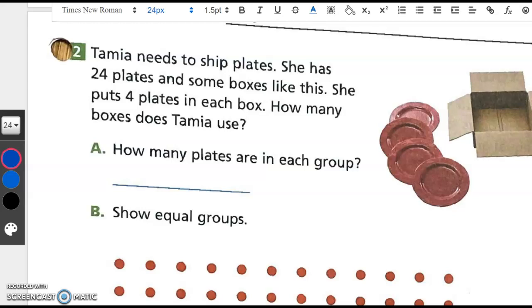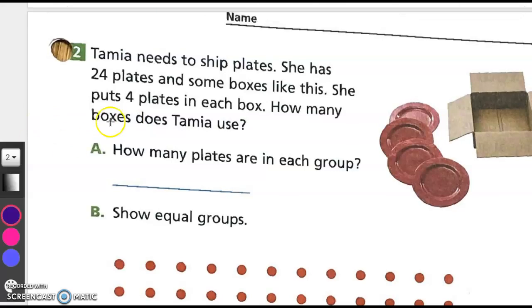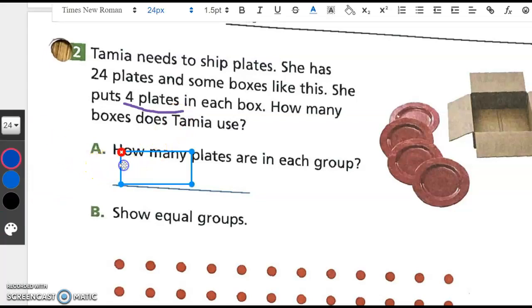Tamia needs to ship plates. She has 24 plates and some boxes like this. She puts 4 plates in each box. How many boxes does Tamia use? How many plates are in each group? What did it tell us right here? 4 plates in each box. So that tells us how many plates are going to be in our group. 4 plates.